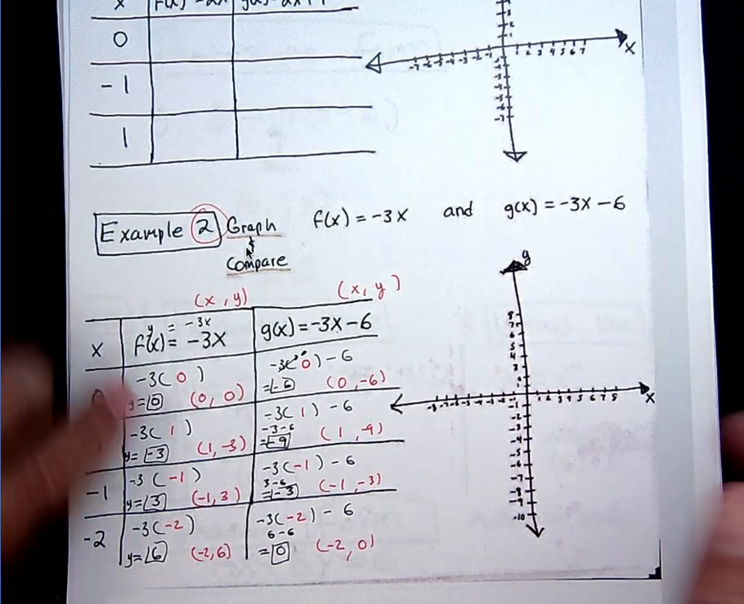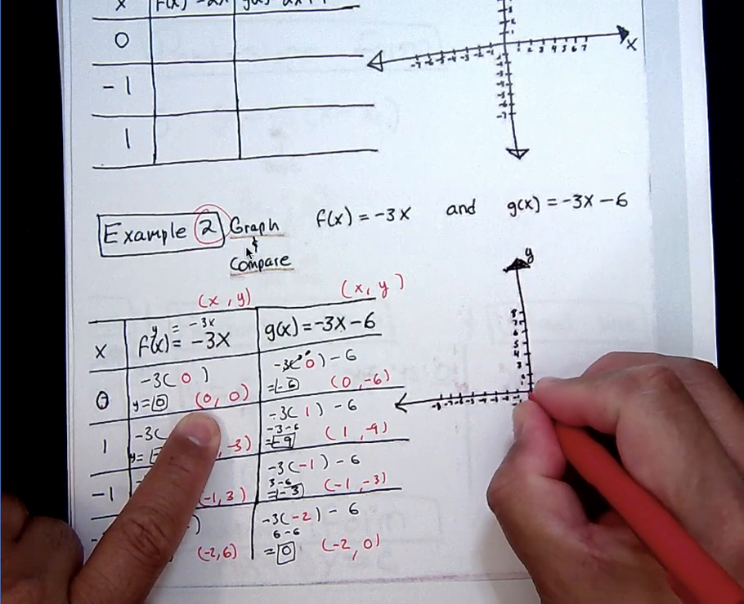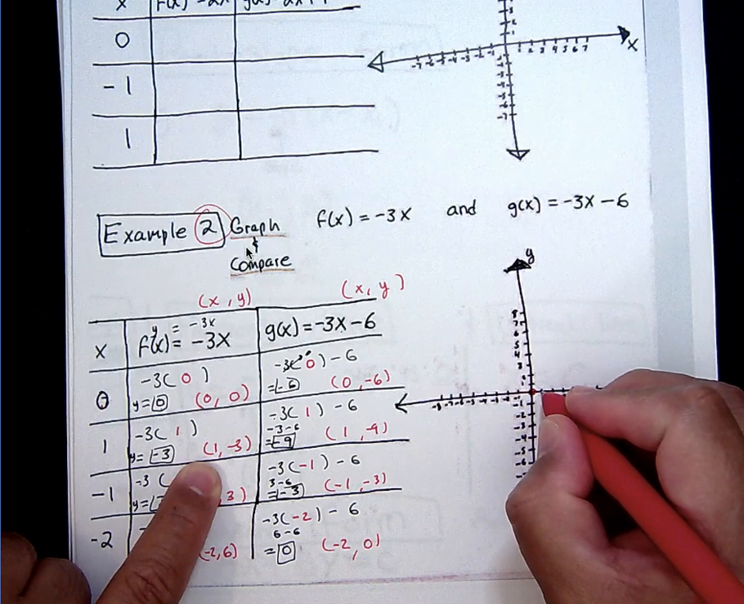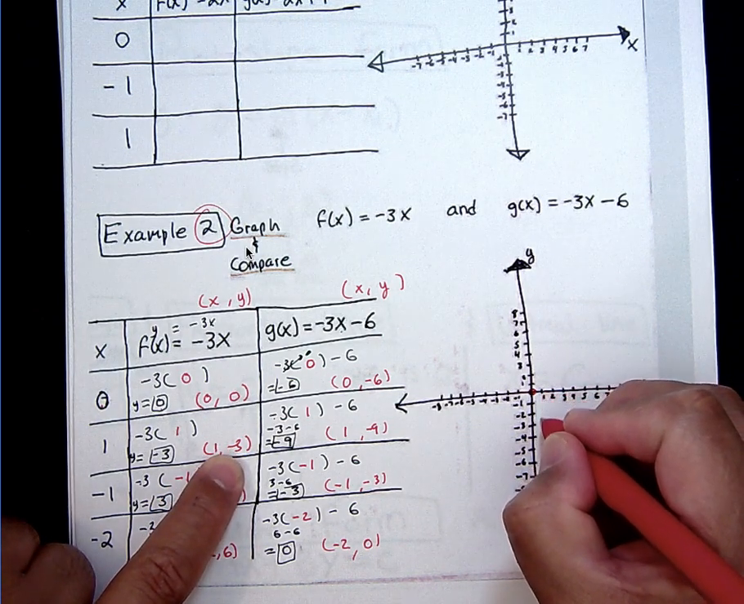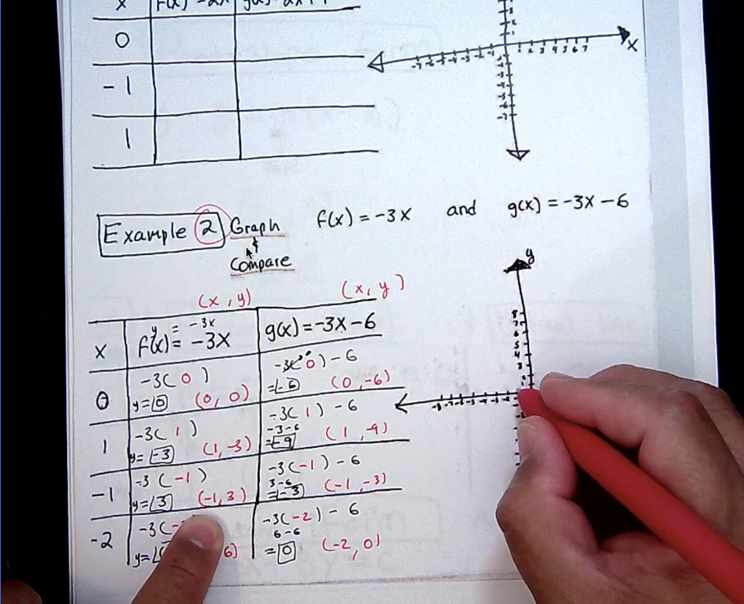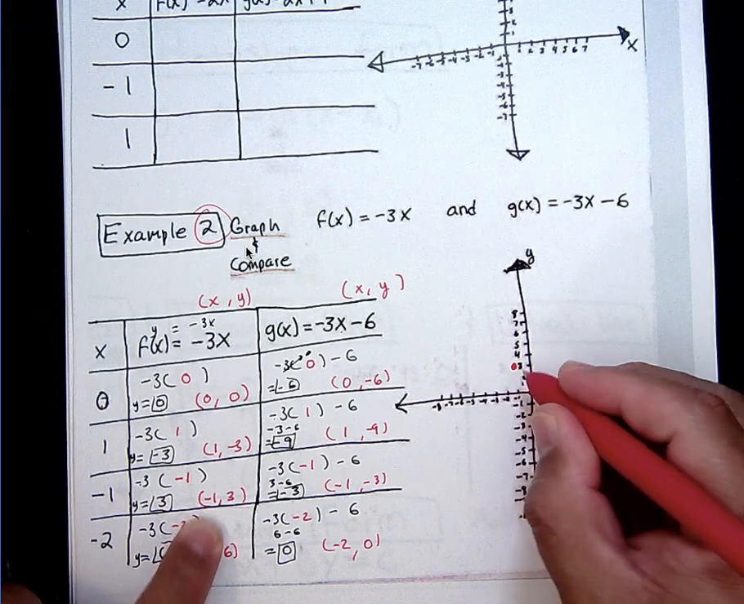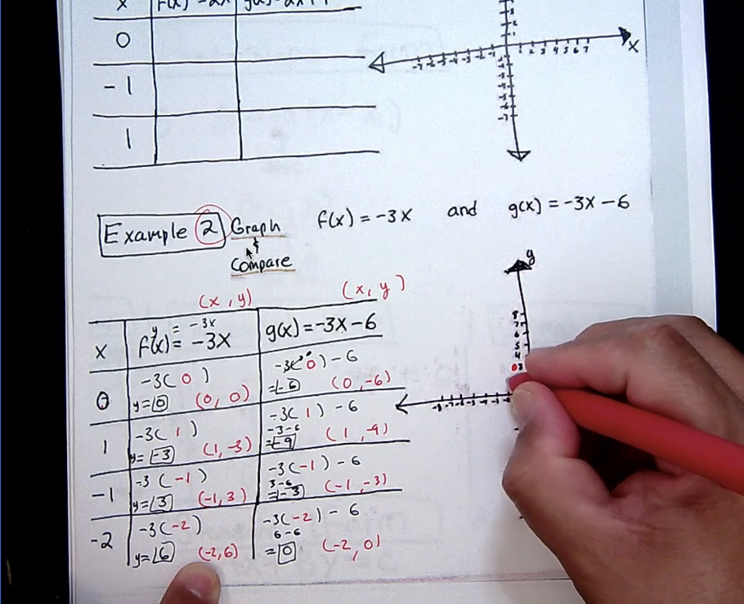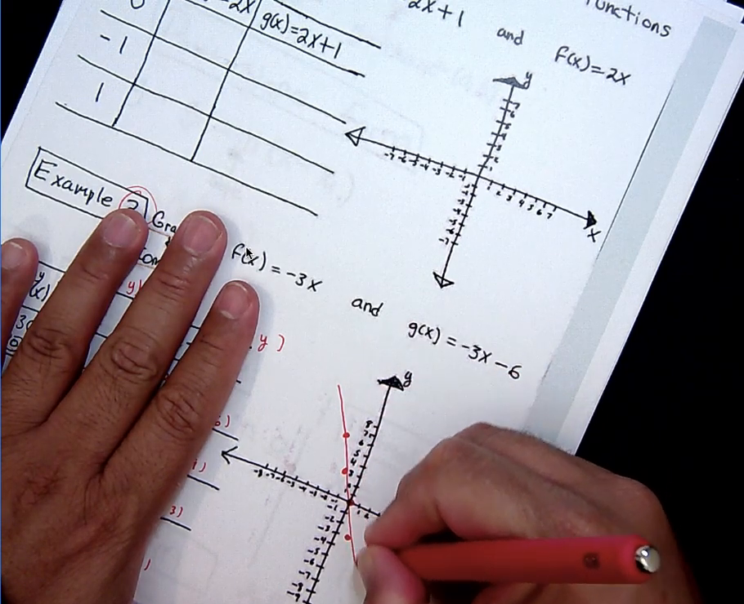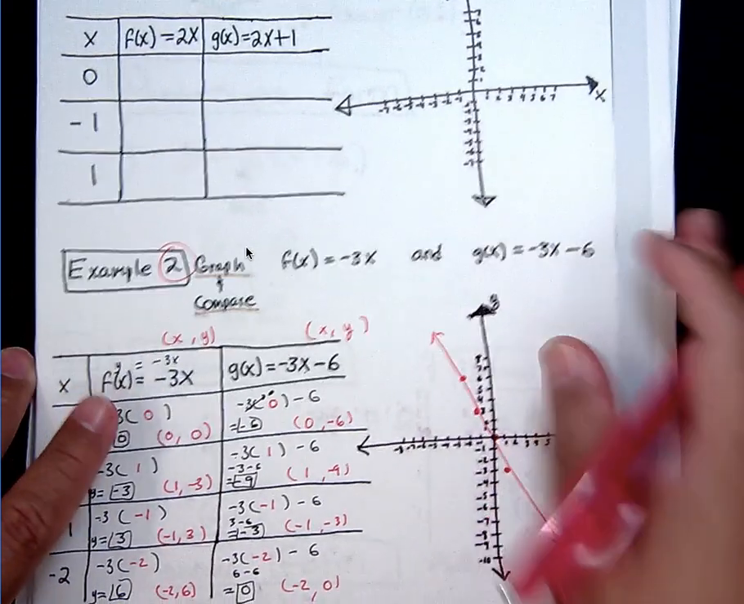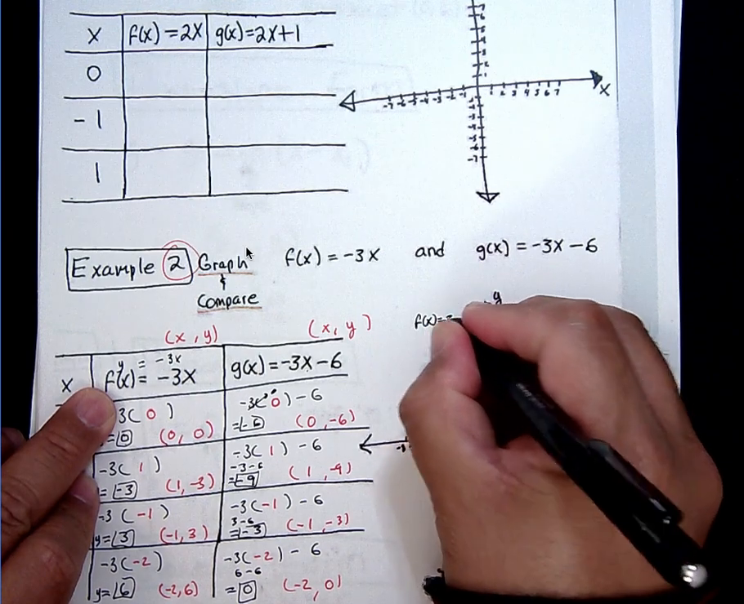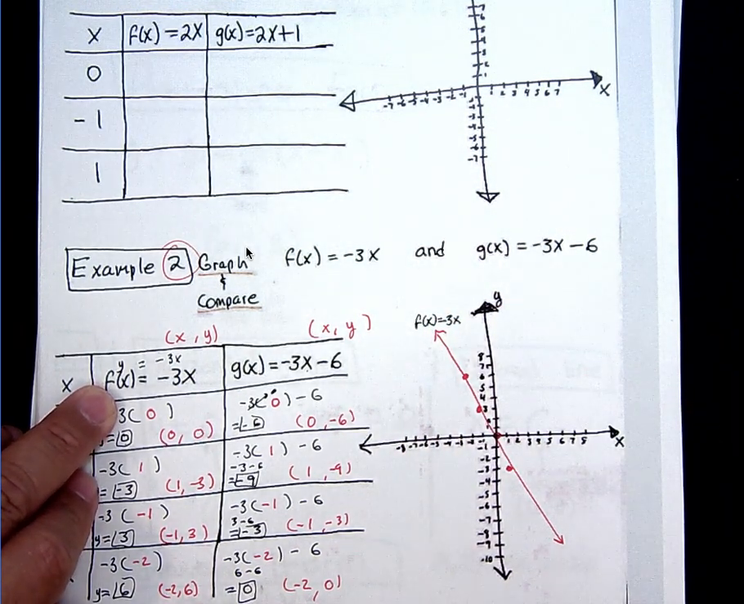So now let's graph it. Let's start with f of x, 0, 0. So that's the origin right here. That's how you find 0, 0. Positive 1, so you move 1 on the x, and then y comes second, negative 3, so about right there. And then negative 1, so now this way for the x, and then positive 3, and then negative 2, 2 this way, and then positive 6. So more or less this line will look like this. And this line is f of x, negative 3x. So that's this function.